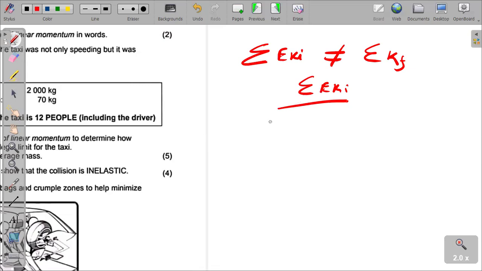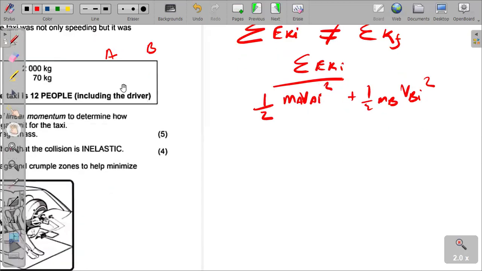So in calculating it, we are saying half MA VA squared plus half MB VB squared. Remember, I had called the taxi my object A and the car my object B. It's just a choice that I did. It's not something that has to be always like that. It's just me who thought of calling the taxi A and the other one B. Right, so I calculate this.